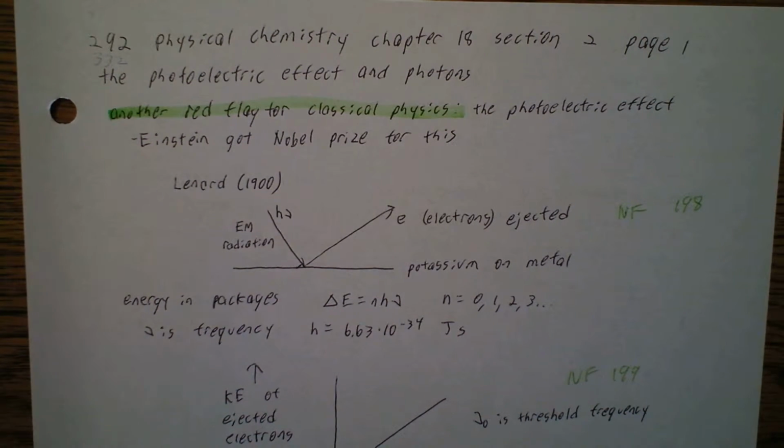We're in Physical Chemistry, Chapter 18, Section 2 now. Now we're going to talk about the photoelectric effect and photons. Another red flag for classical physics was the photoelectric effect. Einstein actually got the Nobel Prize for this.